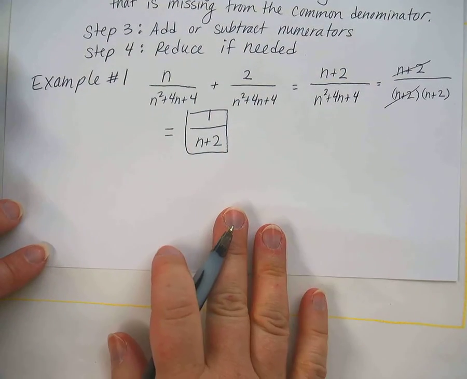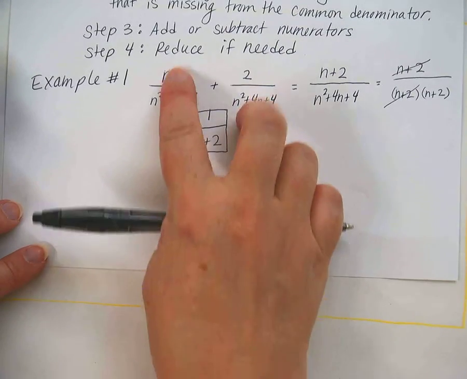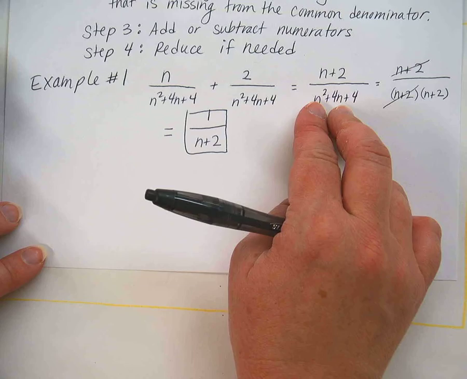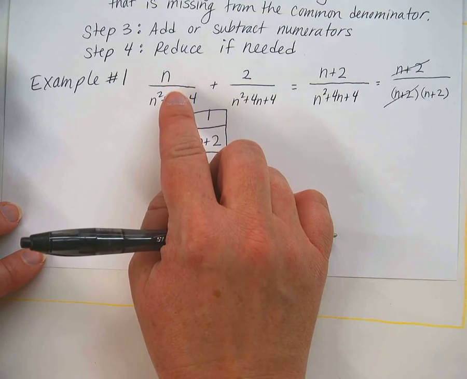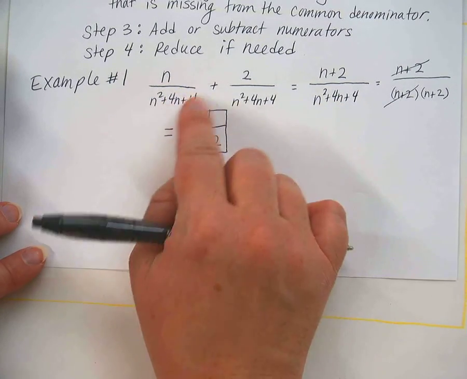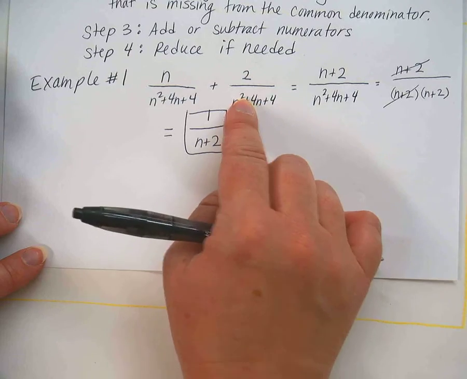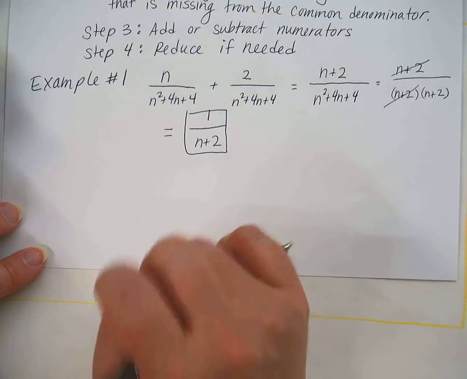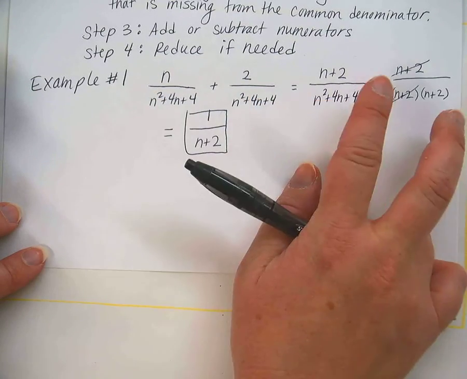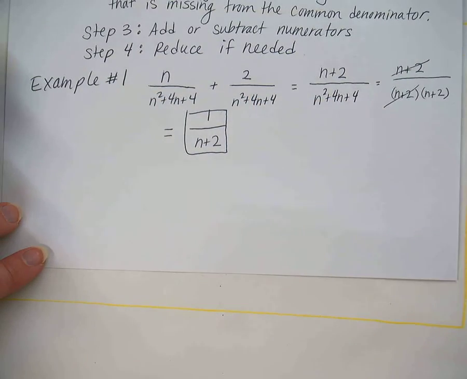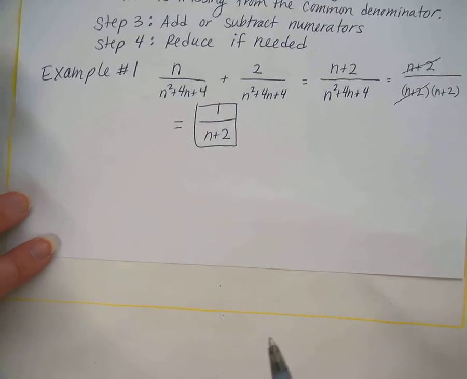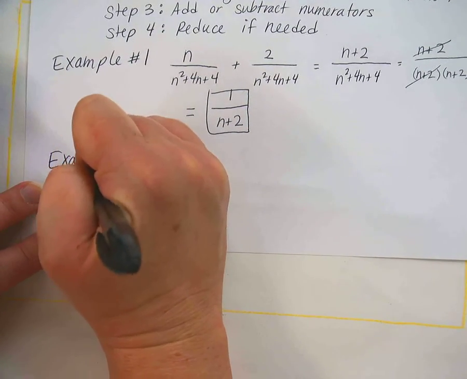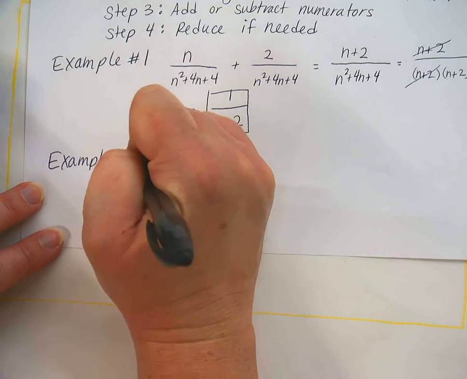Now, could either of these simplify before they were added together? No, because you cannot cancel terms, you can only cancel factors. So before they were added together, they could not simplify. However, once they were added together, we were able to simplify and make it nicer, right? Okay, let's do another one before I give you a chance to try some on your own.